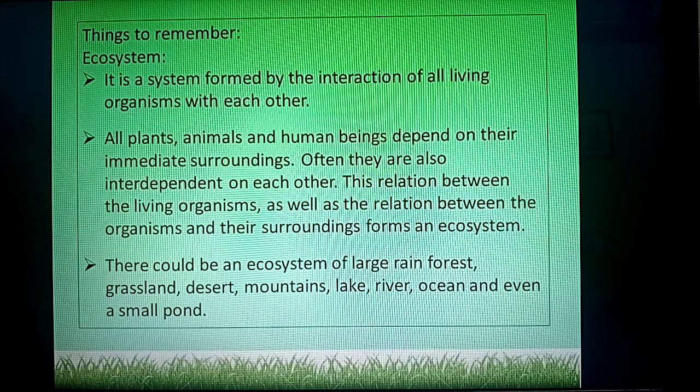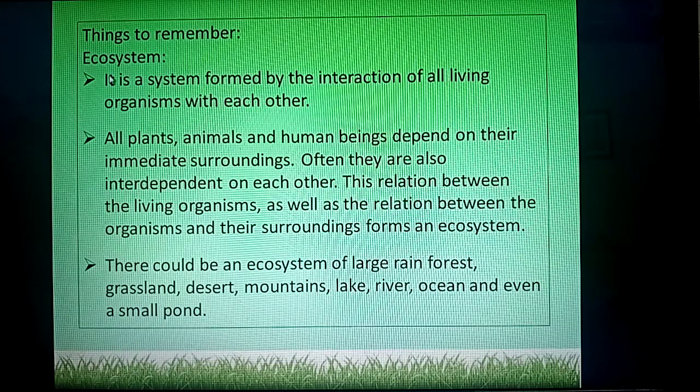Now, if we are talking about biosphere, then we should always talk about ecosystem also. Ecosystem is actually the interdependence of living versus living and living versus non-living things. Means all living and non-living things are interdependent on each other, then only their life is possible. This is all about ecosystem.